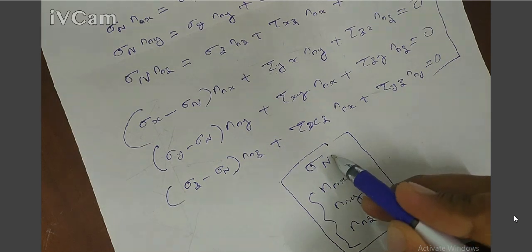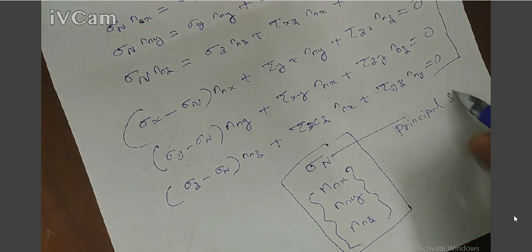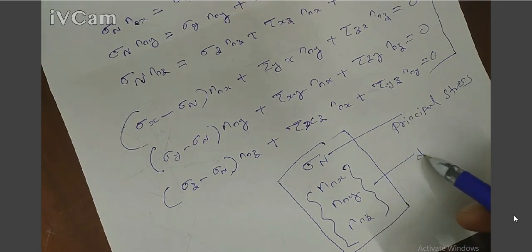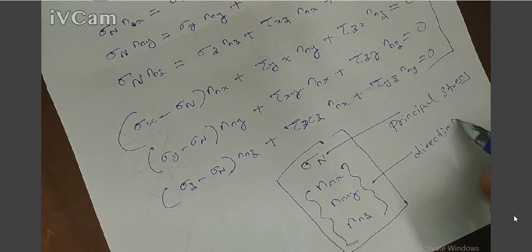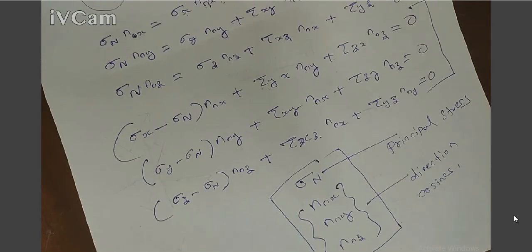And out of these, this one is the principal stress, and these three are the direction cosines. So we can write this in a matrix form. Next I am going to write it in a matrix form.